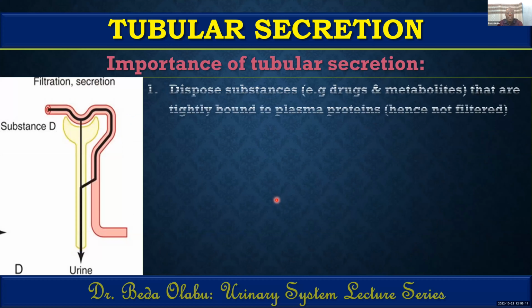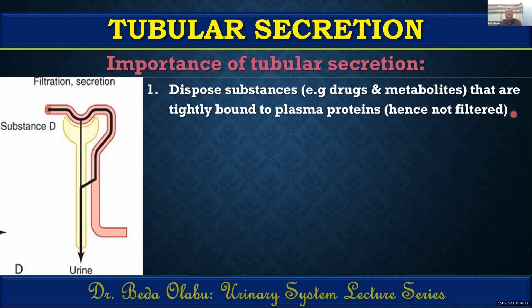What is the importance of tubular secretion? The importance is to dispose of substances that are tightly bound to plasma proteins, which means that these substances may not have been filtered because they're tightly bound to plasma proteins.